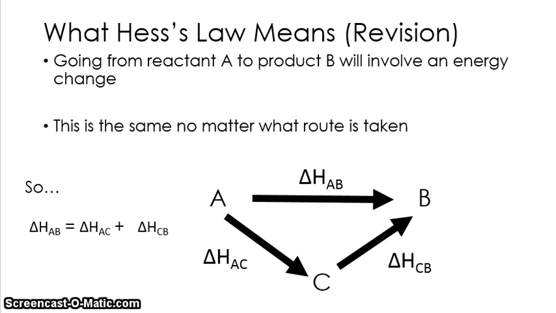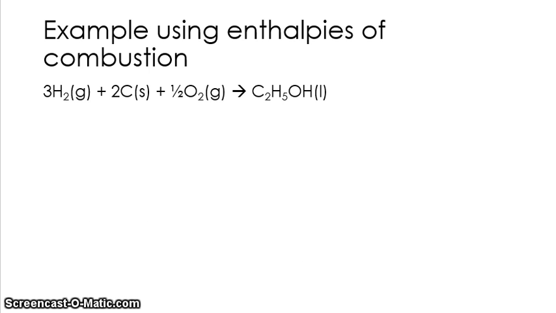Now, last lesson we looked at using enthalpies of formation in Hess's law. So today's lesson we're going to use enthalpies of combustion. So here's a typical example of an equation that we might be trying to work out the enthalpy change for the reaction. So we're taking hydrogen and carbon and oxygen and using it to make ethanol. So this is in fact an enthalpy of formation. But we don't know it and we're trying to work it out.